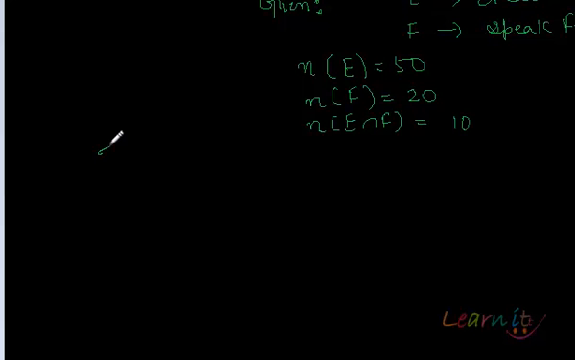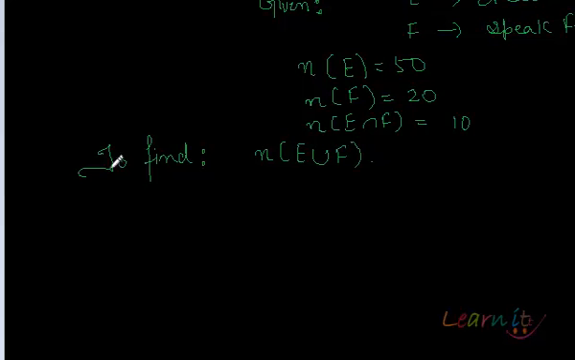What do we need to find out? We need to find how many people speak at least one of the two languages. That means how many people are actually there. That's what we have to find out. We need to find out how many people can speak at least one of these languages. So we need to find out what is E union F.